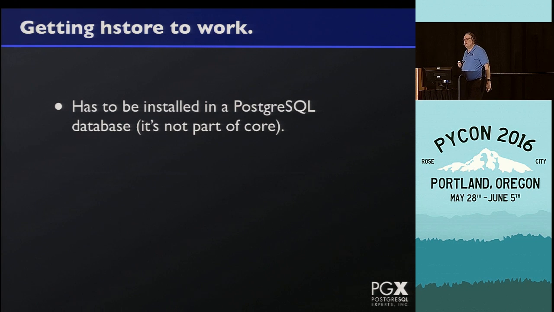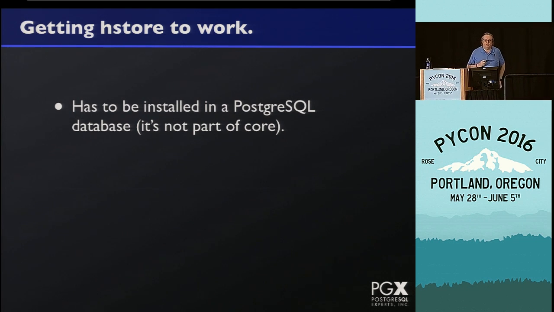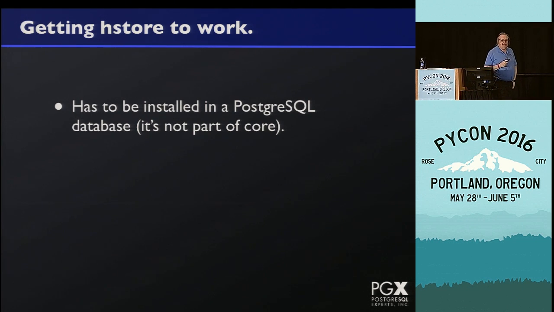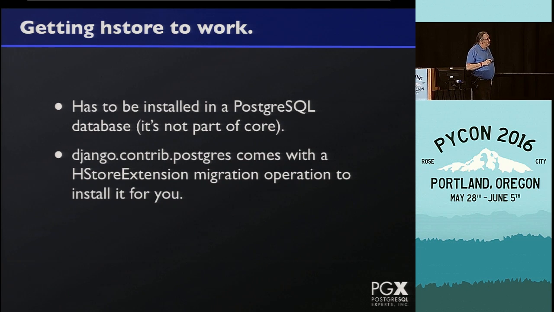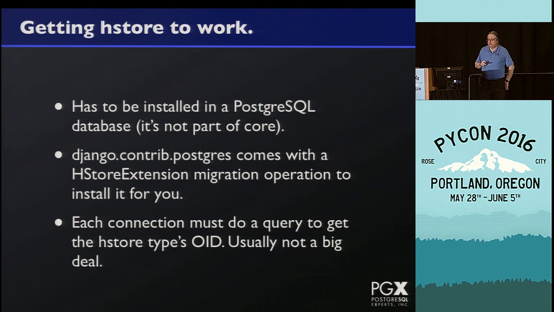One of the things about hstore is it doesn't ship as part of the core in Postgres. You have to add it as an extension. It does ship in the contrib modules, so usually it's available on your system, but you have to specifically say CREATE EXTENSION hstore to get it to work in your database. Fortunately, Django contrib Postgres comes with an hstore extension migration operator to install it for you, so that part's good.